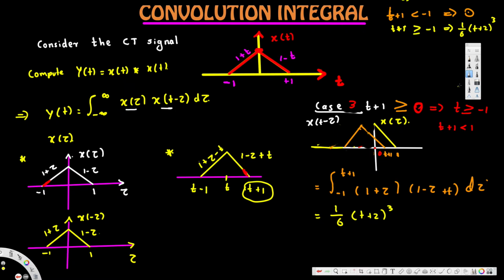Okay, let's say this is t, and let's say this is minus 1, and let's say this is t minus 1. And we know that we are looking at these two conditions: t when t is greater than or equal to negative 1, because we are looking at the condition t plus 1 is greater than or equal to 0. That's why we have this t plus 1.